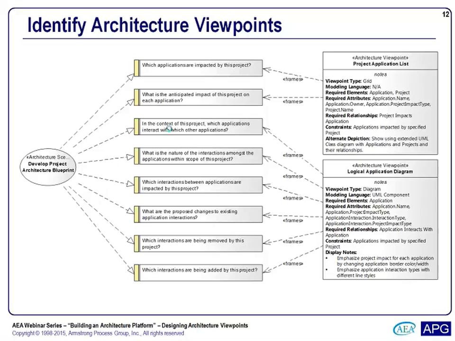And some notes about how to display this: we could emphasize the impact the project has on each application by changing the border color or width of the application icon on the diagram, and emphasize different types of interaction types with possibly different types of line styles on the diagram.